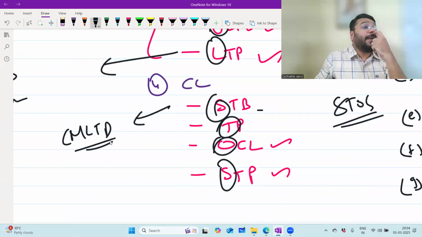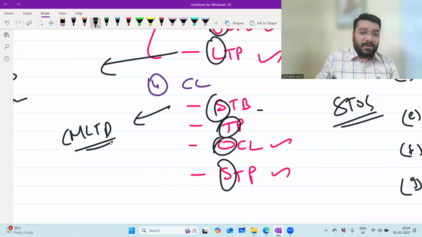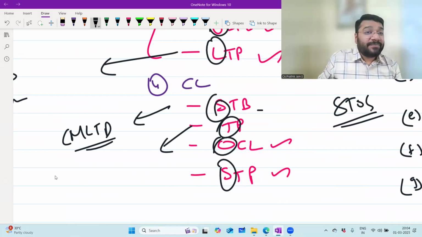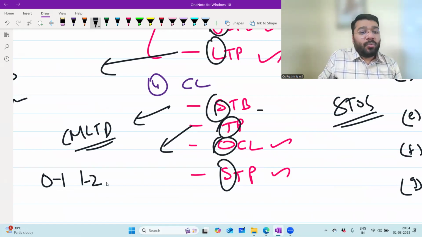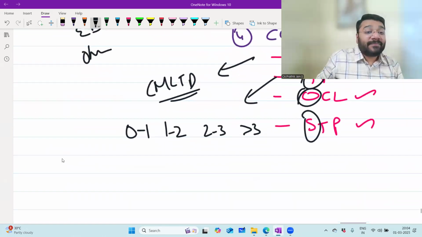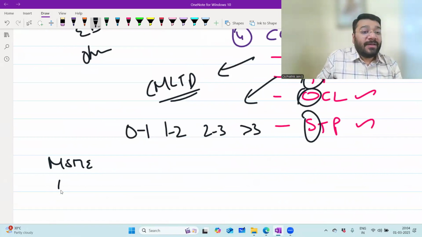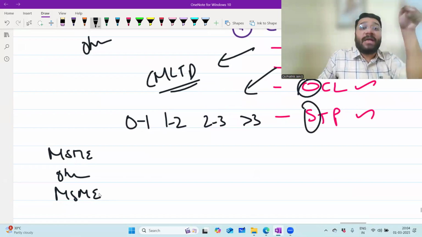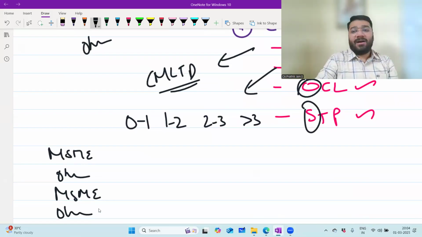Current maturities of long-term debt is something new which is not there in long-term borrowing. Trade payable: what is important here? Aging. What is aging? Less than 1 year, 1 to 2, 2 to 3, more than 3. What is the bifurcation? MSME undisputed, others undisputed, then MSME disputed, others disputed. Very good.